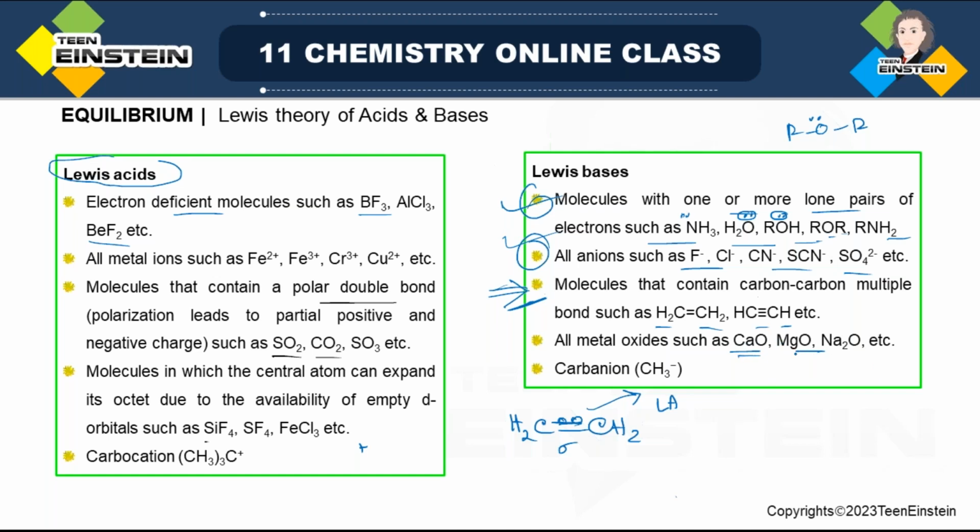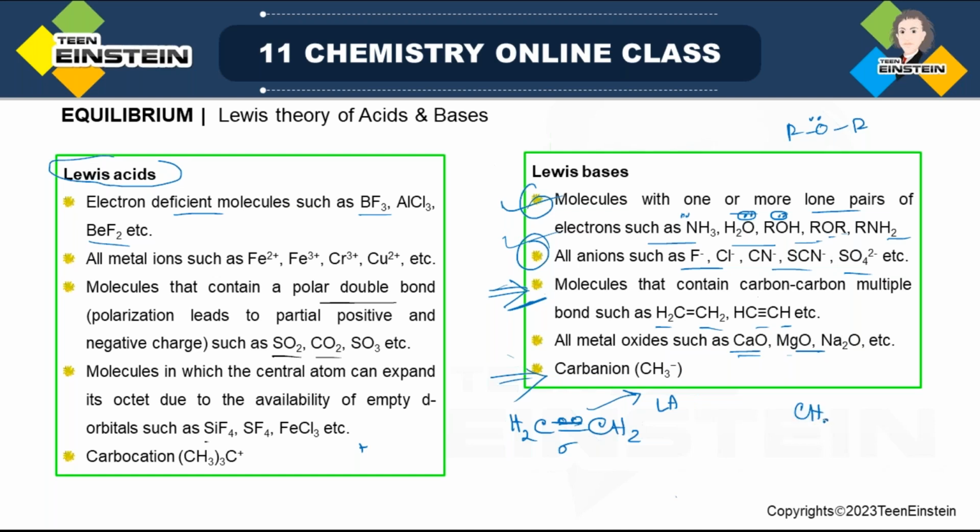As they are ionic in nature, they will remain as cation and anion. And anion means there is a negative charge on oxygen, which can also behave as a Lewis base. But it is not a very important example. The most important examples of Lewis base are the first two, not the third and fourth. But the last one is also another very good example, CH3 minus.